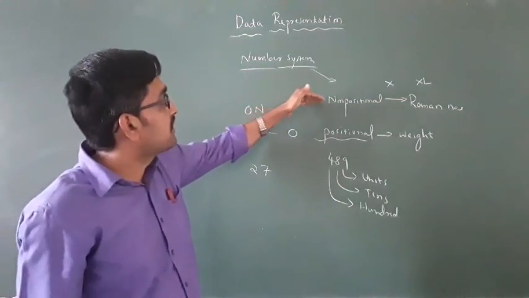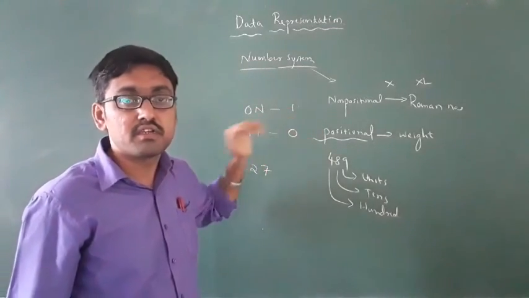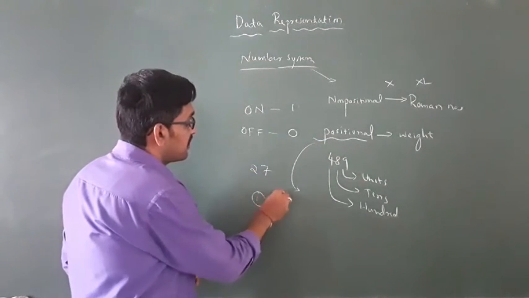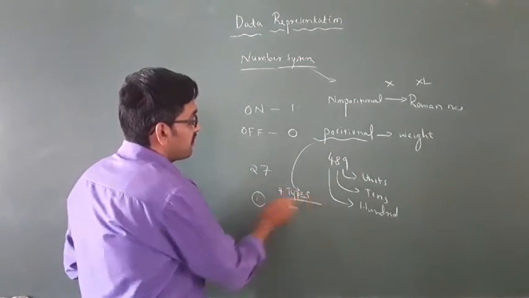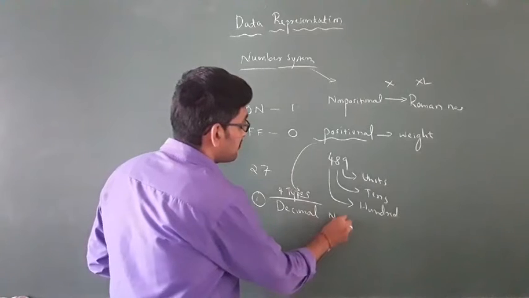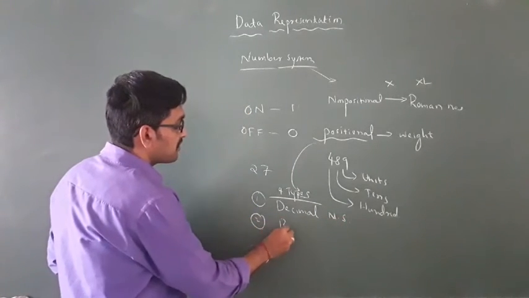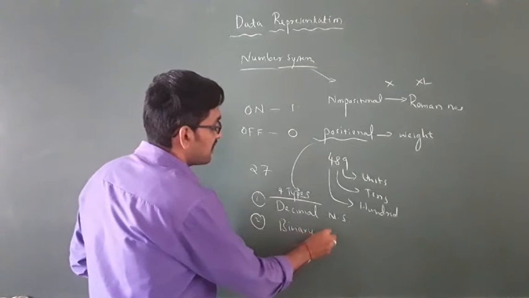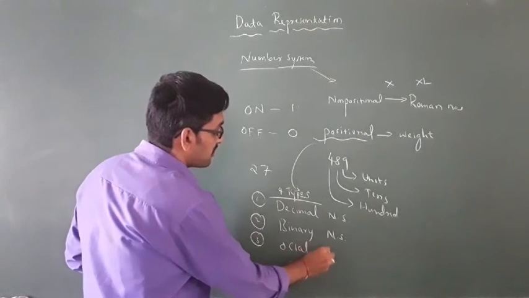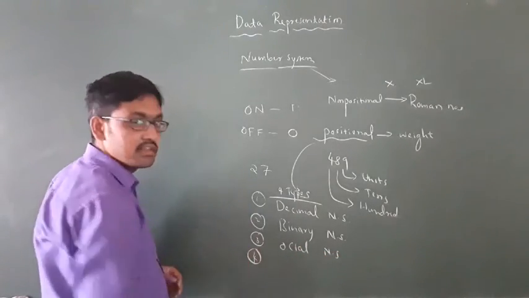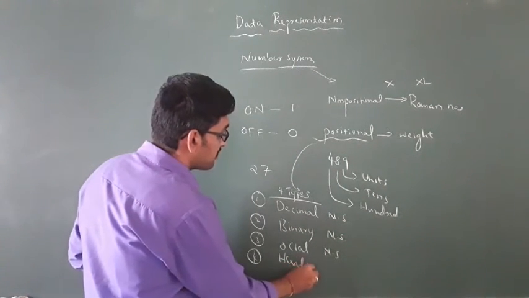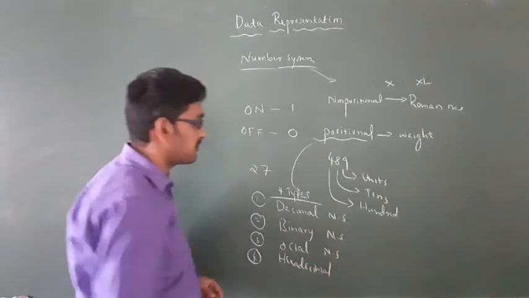These are the types of number systems. In the positional number system there are 4 types. One is the decimal number system. The second is the binary number system. The third is the octal number system. The fourth is the hexadecimal number system.